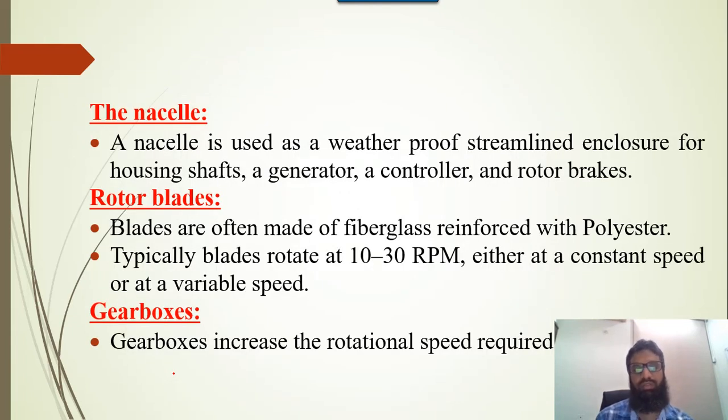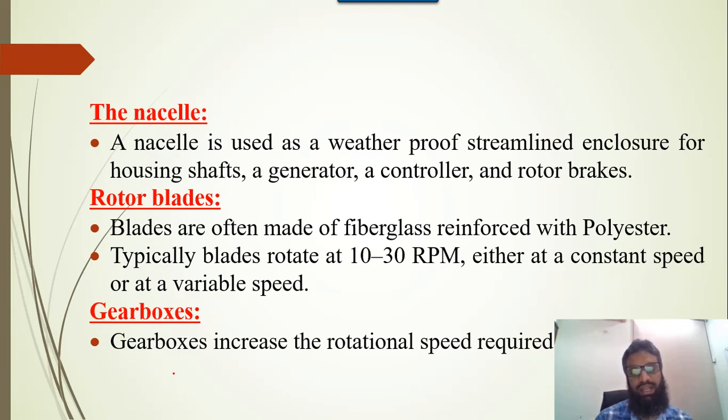One by one I will discuss the basic concept of each component. First, the nacelle. The nacelle is used as a weatherproof streamlined enclosure for housing the shaft. It contains a generator, a controller and the rotary brakes.